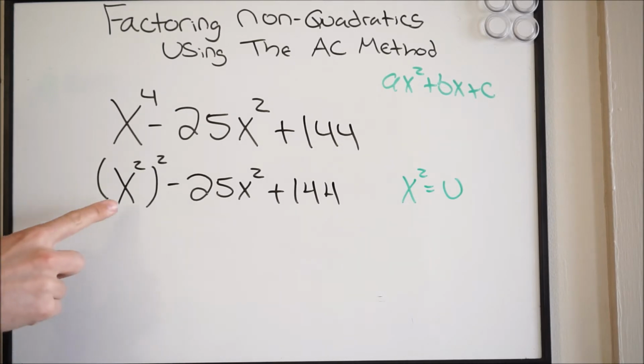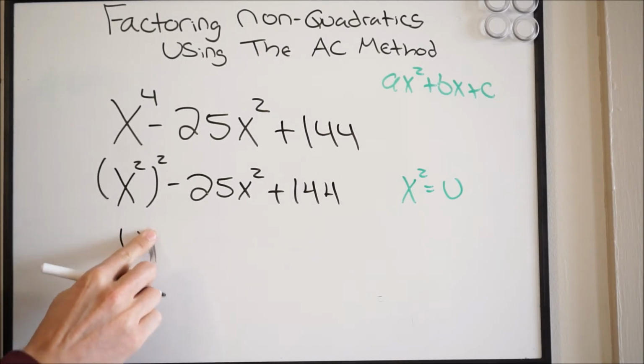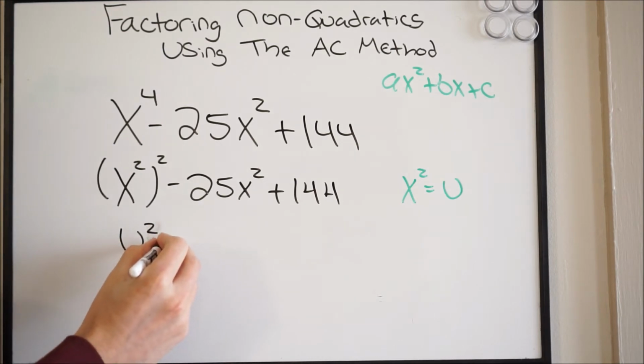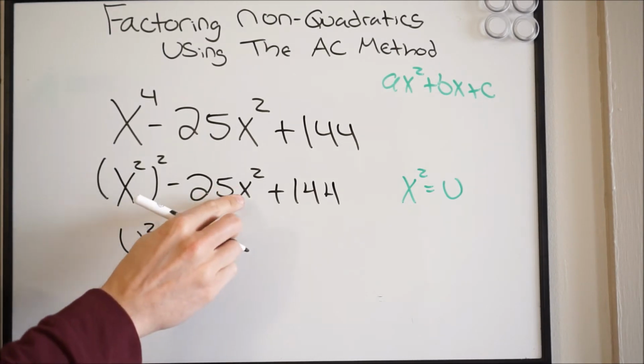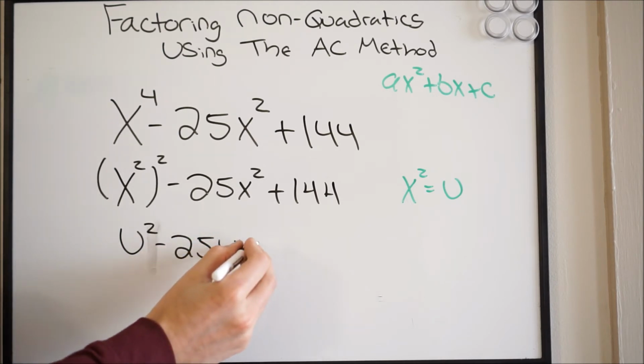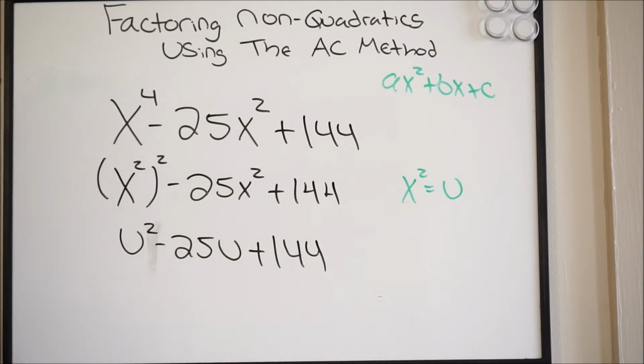Anywhere that we see an x squared now, we're going to plug in a u. So here's an x squared, I'm going to plug in a u. Now we have, actually we can get rid of these parentheses, u squared minus 25, well here's another x squared, so u, plus 144. Now you may be looking at this and you say, well, that looks like a quadratic now. And so now we can use the AC method to go ahead and factor this.